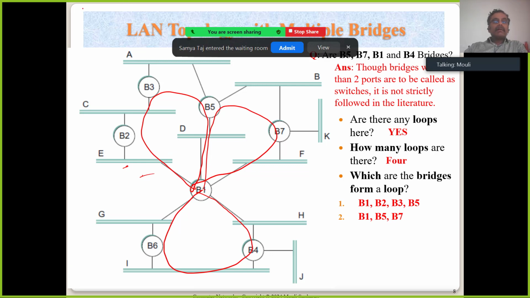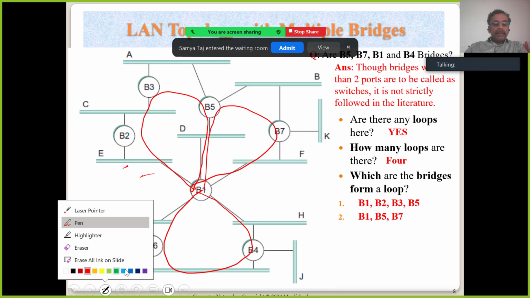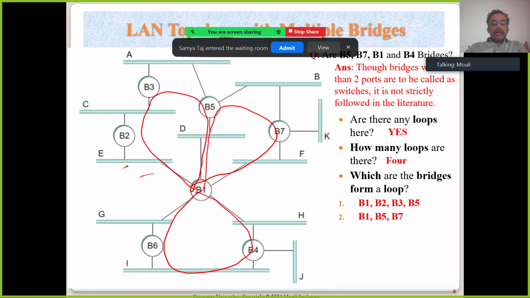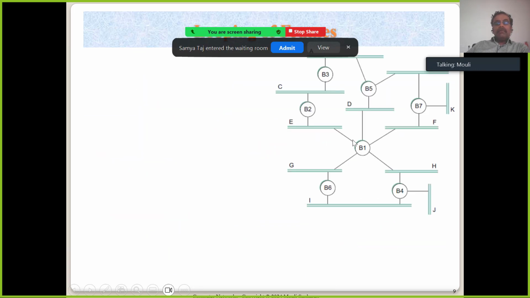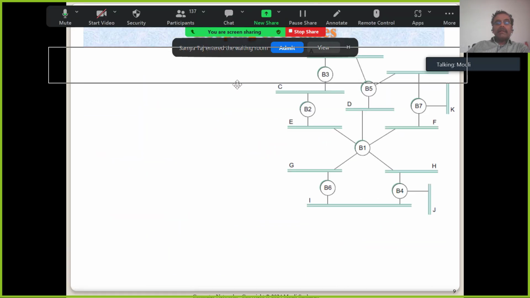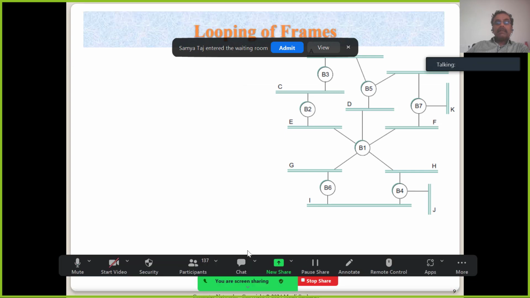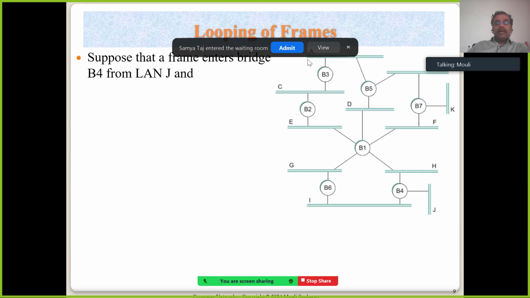Can I draw a different color? I cannot do that. No, I can do it. Let me try. Another loop is... Anything else? Can I see? I think four loops are there. So what are they? I have done. Now I am not able to show you the title. What is it? Looping of frames.